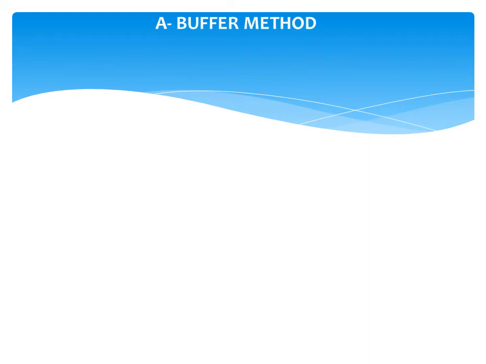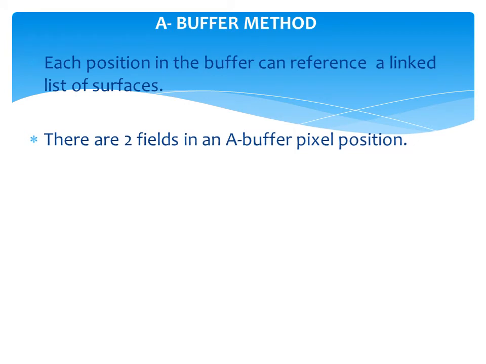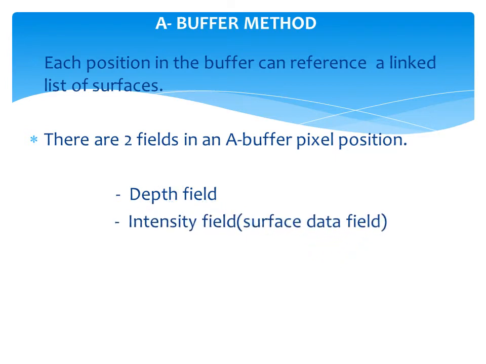To overcome the drawback of the depth buffer method, in the A-buffer method, each position in the buffer can reference a linked list of surfaces. There are two fields in an A-buffer pixel position, the depth field and the intensity field.